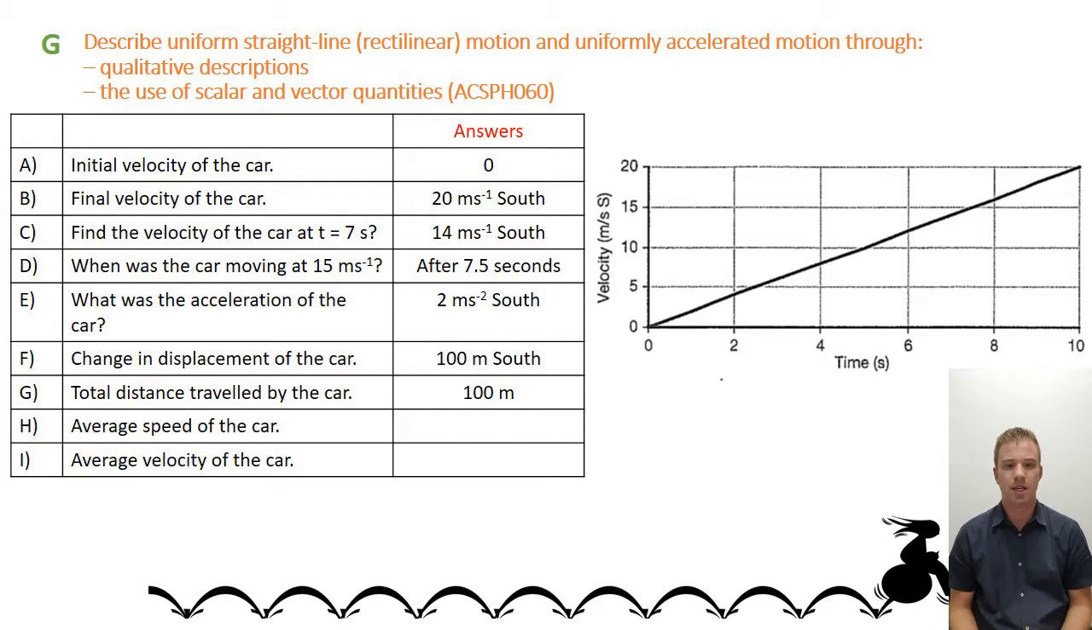Now F, find the change of displacement of the car. To find displacement, it's just the area. So it's just 20 times 10 divided by 2, which is 100 meters south. That's the area below that solid line. Now what was the total distance traveled? Remember it's scalar, we don't need a direction, so it's just 100 meters.